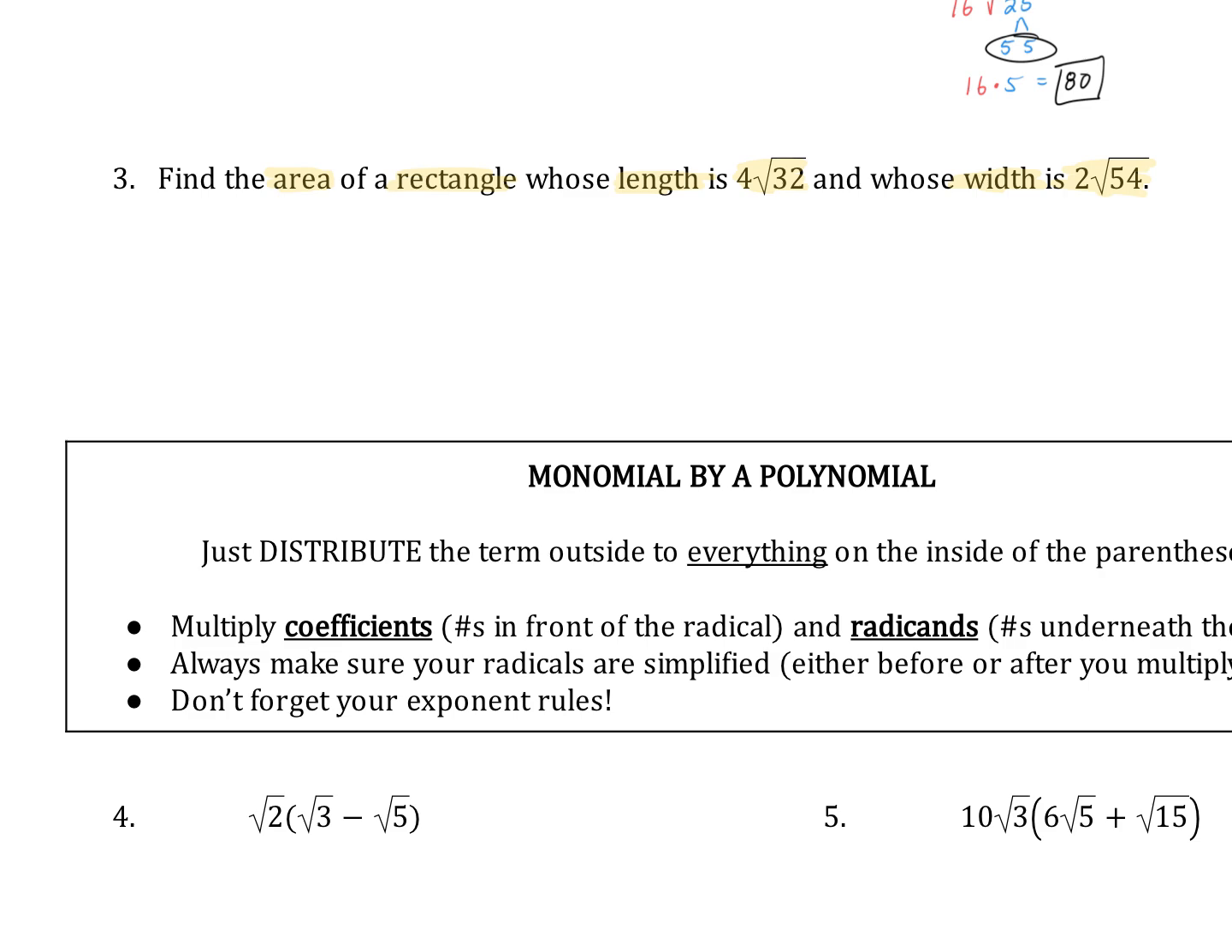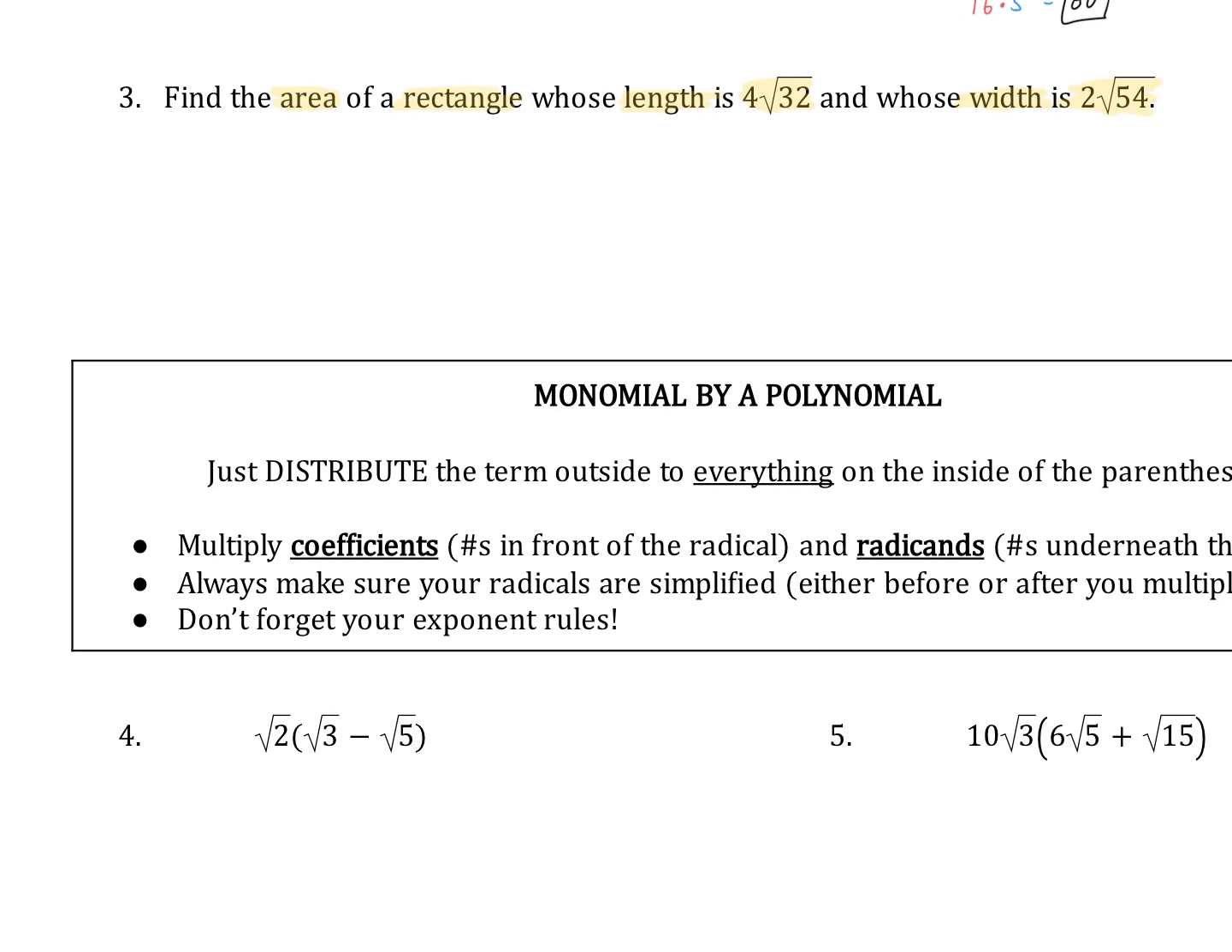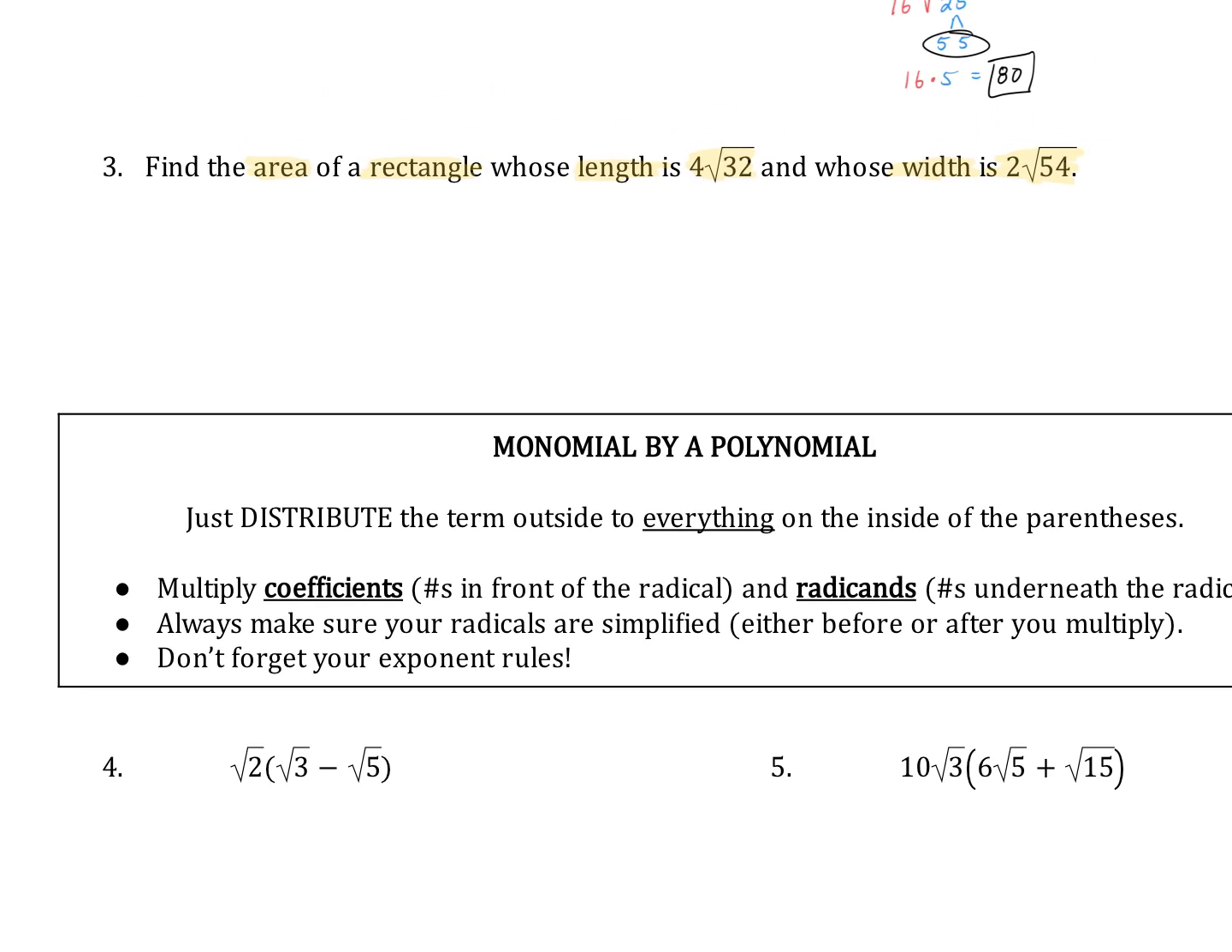If you recall, the area of a rectangle is length times width. And we have our length here and we have our width here. So it would make sense that we are going to multiply those two radicals together. Now, when I write down 4 root 32, I'm seeing my 32, it's pretty big.